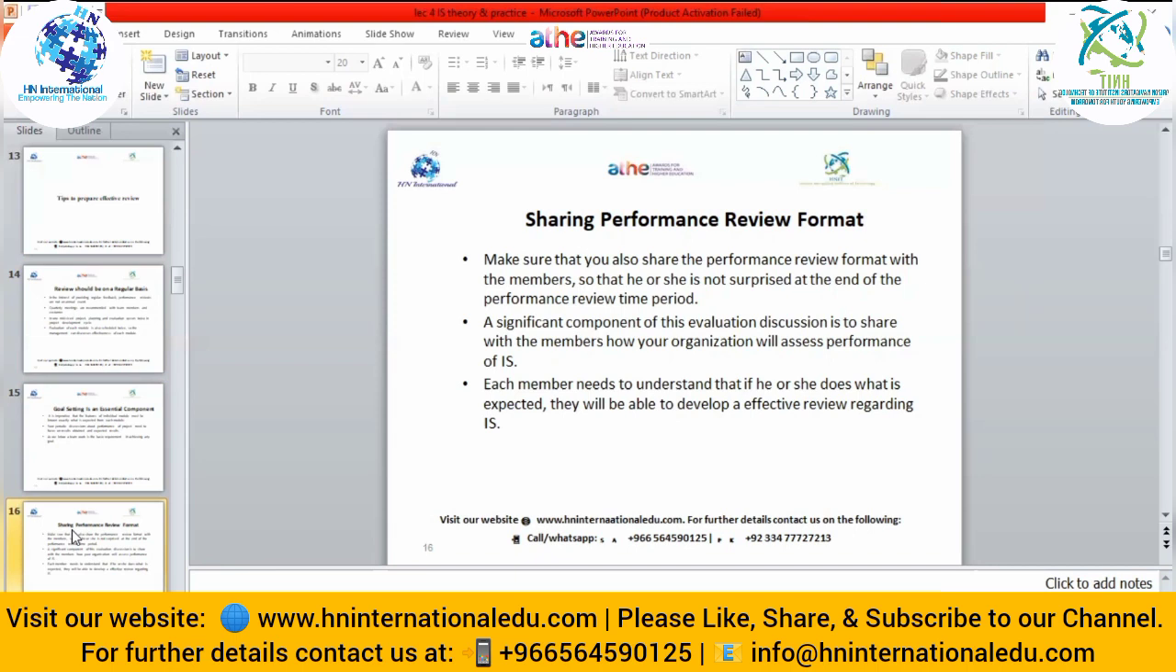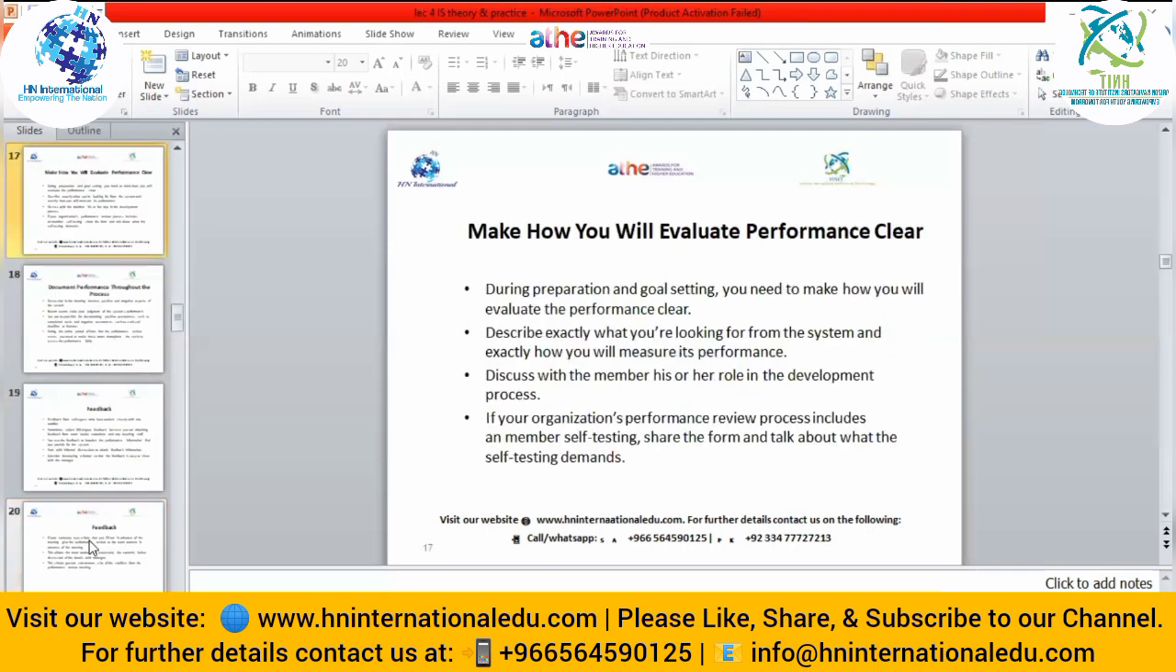He or she must know what the criteria is, what the goal is, and how his or her performance will be measured. A significant component of this evaluation discussion is to share with the members how the organization will assess the performance of the information system. Each member needs to understand that if he or she does what is expected, they will be able to develop an effective review regarding the information system. Make clear how you will evaluate performance. So we have to clarify each and everything during the preparation and goal setting. You need to make clear how you will evaluate the performance.